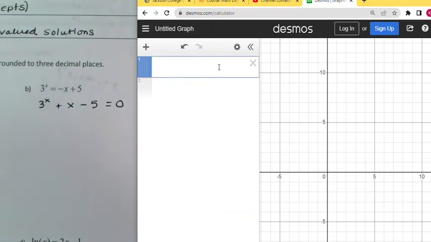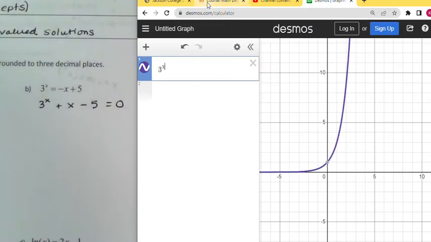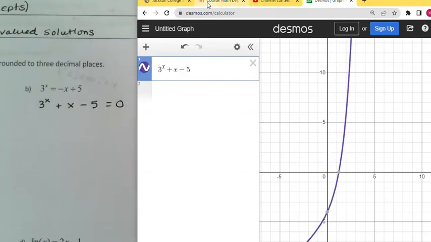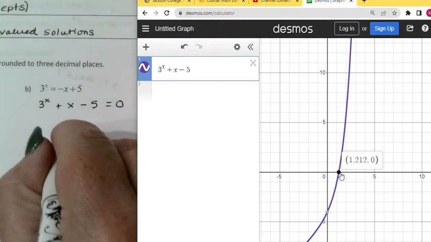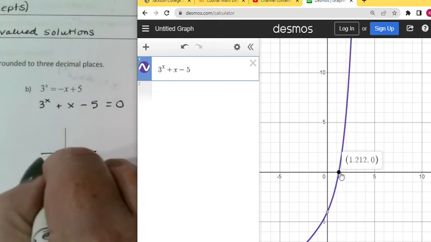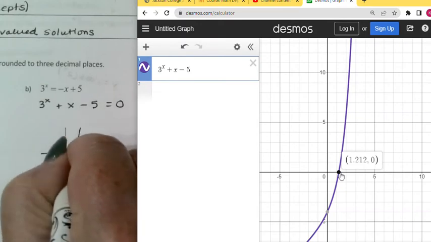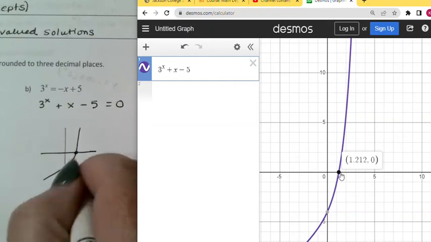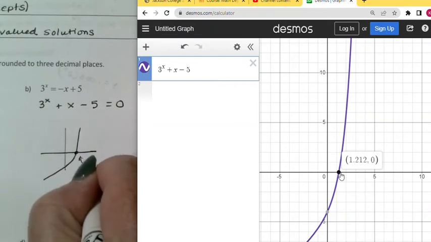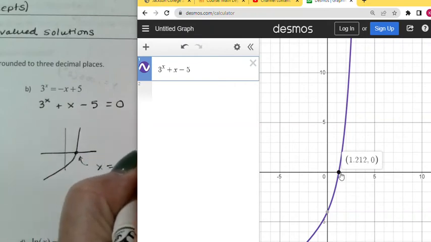And I'm going to graph that function right there. There we go. And this time it looks like I only get one x-intercept. Kind of looks like this. And that x-intercept corresponds to x is 1.212.